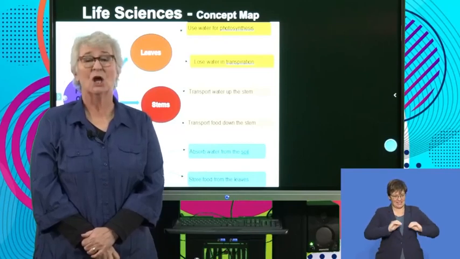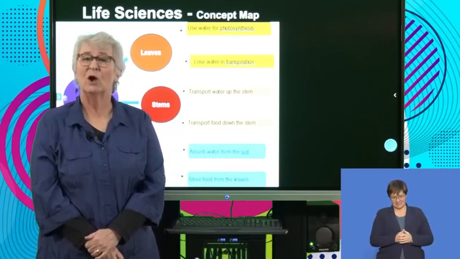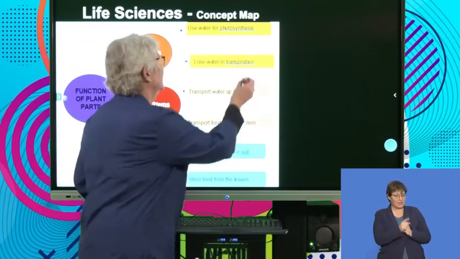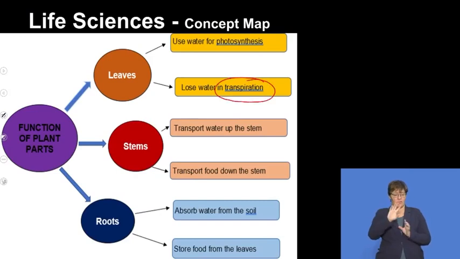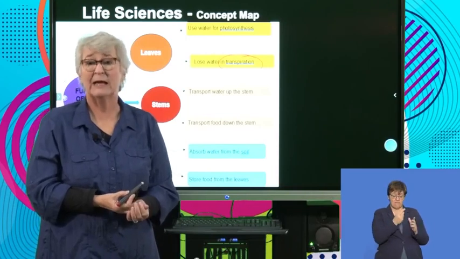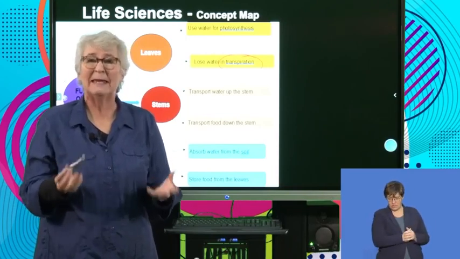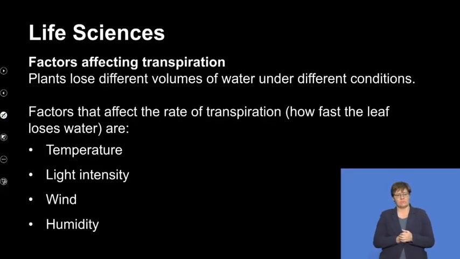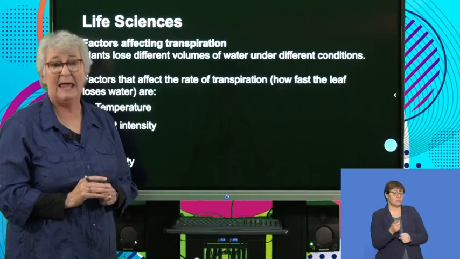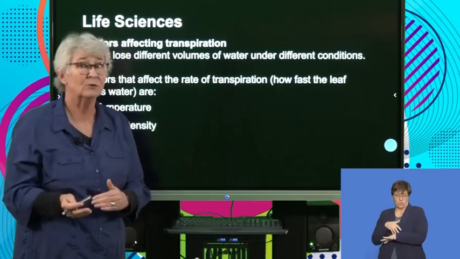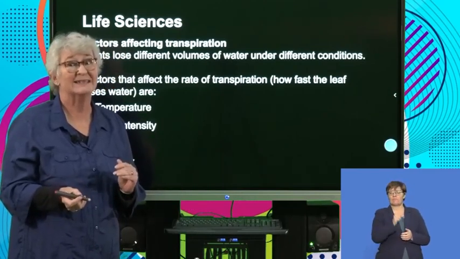Welcome back to our lesson on life sciences, where we are looking at how leaves lose water in the process of transpiration. We've already looked at how the water moves out of the leaf, and we are now going to be looking at, well, what makes plants lose water quickly? In other words, factors affecting transpiration. And there are certain environmental factors which will make plants lose water more quickly or more slowly, and we're going to be having a look at each of those.